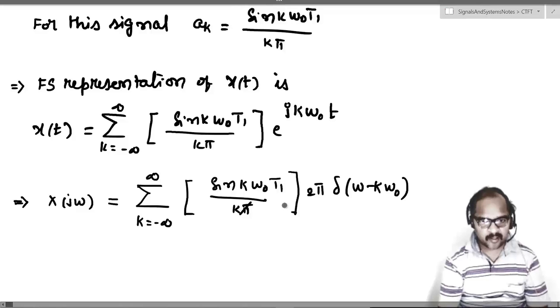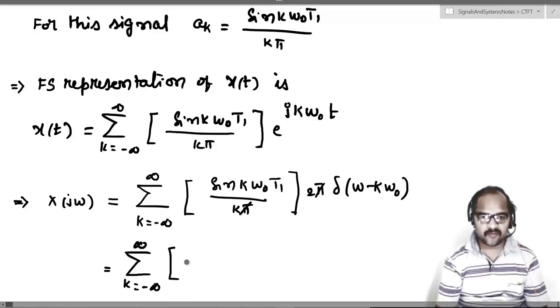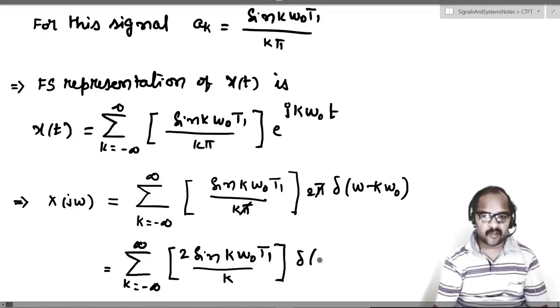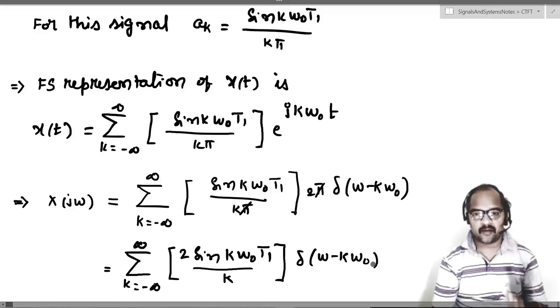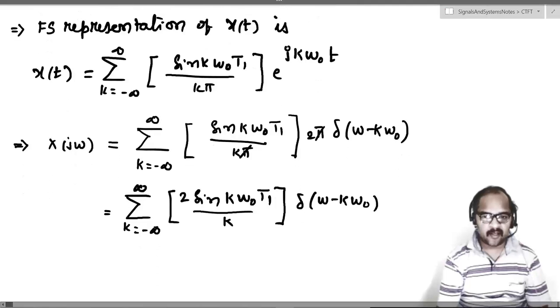But what will happen, this pi will get cancelled out, and we can write this finally as summation k equal to minus infinity to infinity. I write 2 sine, because the 2 is there, this 2 will come here. So 2 sine k omega naught t1 by k, multiplied with delta of omega minus k omega naught. So that would be the Fourier transform of the periodic rectangular wave.